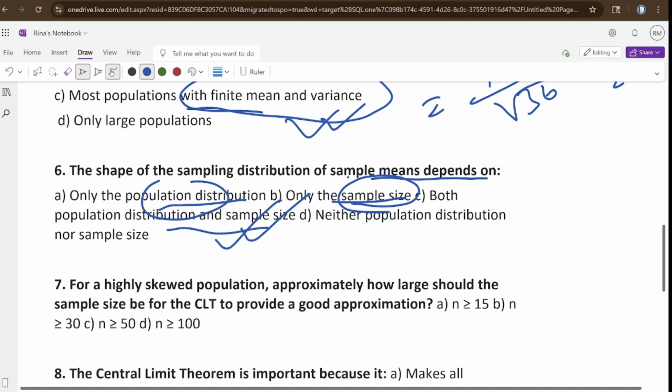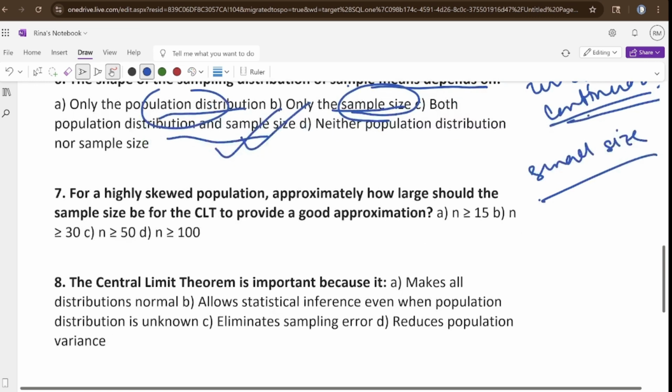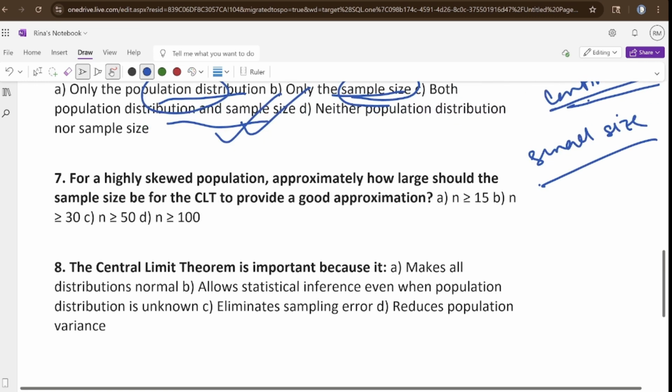Okay. If the population distribution is, let's say, uniform continuous and you take a small size, then what will be the distribution of the sample? Uniform continuous. So the sample will follow its population distribution if the sample size is smaller. That's why it is dependent on both. For a highly skewed population, generally it is considered that you take n greater than or equal to 50. N is the sample size.